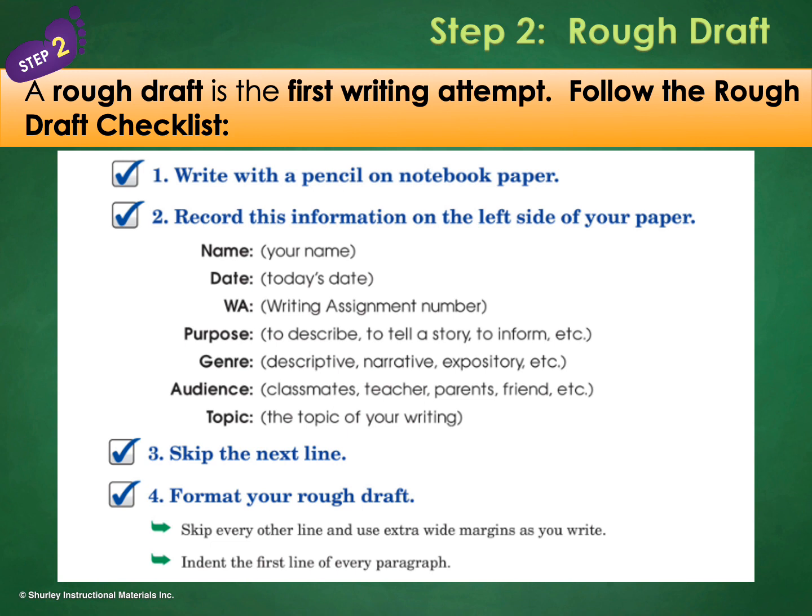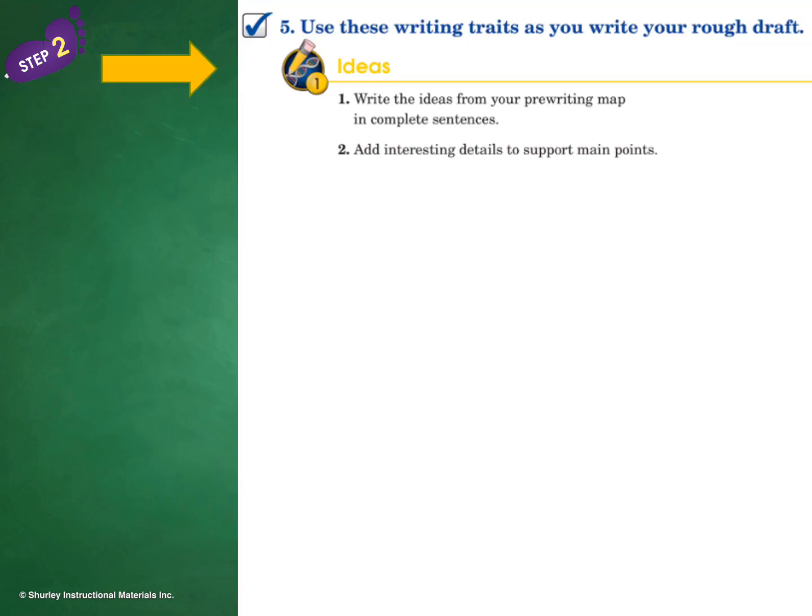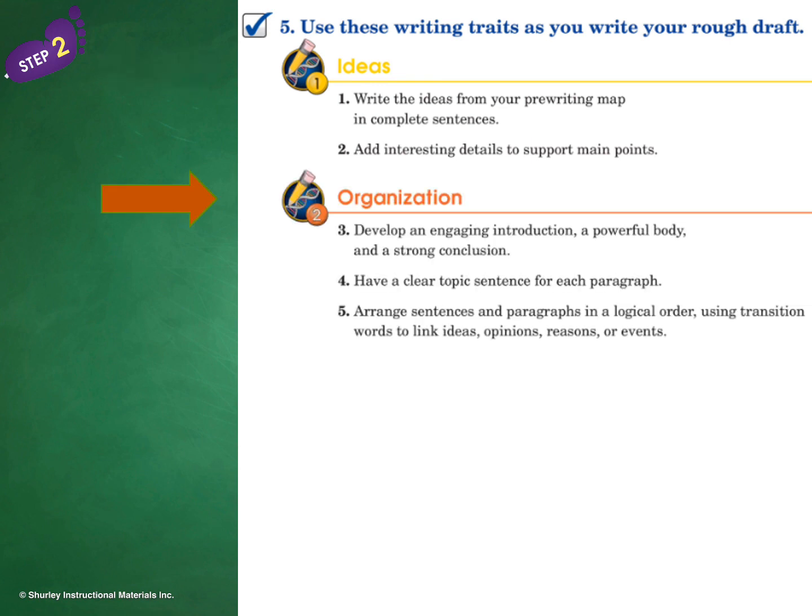They are also instructed about the format of their writing. The effective traits of writing are emphasized as students begin to write their rough draft. The first trait is ideas. Students will transfer their ideas from their pre-writing map into complete sentences, which will include the details that support their main points. The second trait is organization.